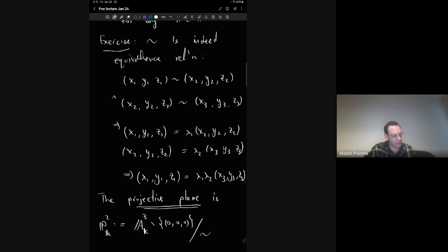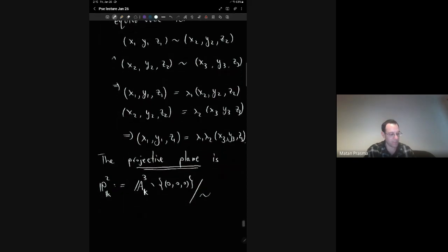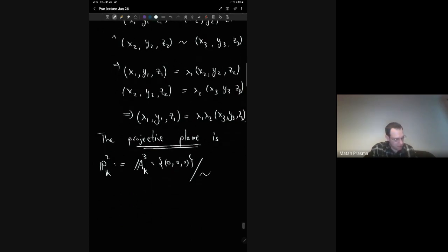Okay, notice the change in dimensions. I mean, the projective plane is like a dimension 2 object, but it is defined as taking a dimension 3 object and modding out by some equivalence relation. And we do what we always do to get intuition.